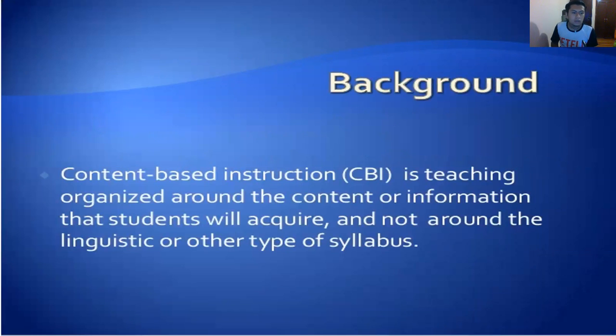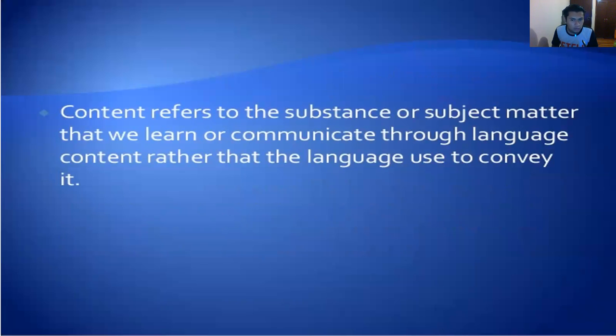The background. Content-based instruction (CBI) is teaching organized around the content of information that the students will acquire, not around linguistic or types of syllabi. The content refers to the substance or subject matter that we learn or communicate through language, rather than the language used to convey it.